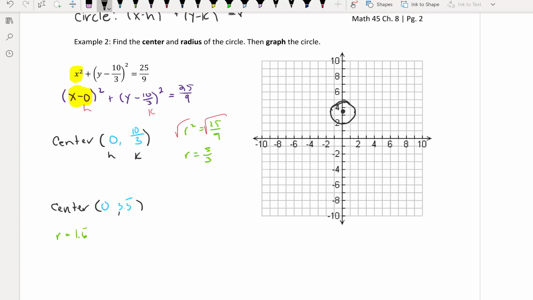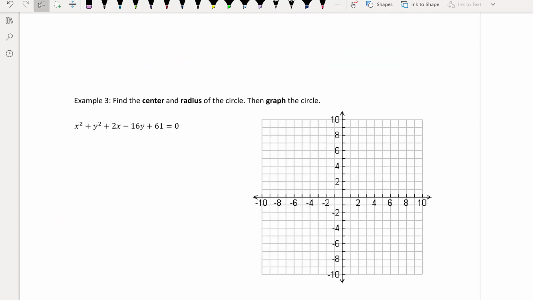So my circle, more or less, just a rough estimate, is going to look something like that. Okay. Now, for example number 3, it says find the center and the radius of the circle and then graph. So we have x squared plus y squared plus 2x minus 16y plus 61 is equal to 0.